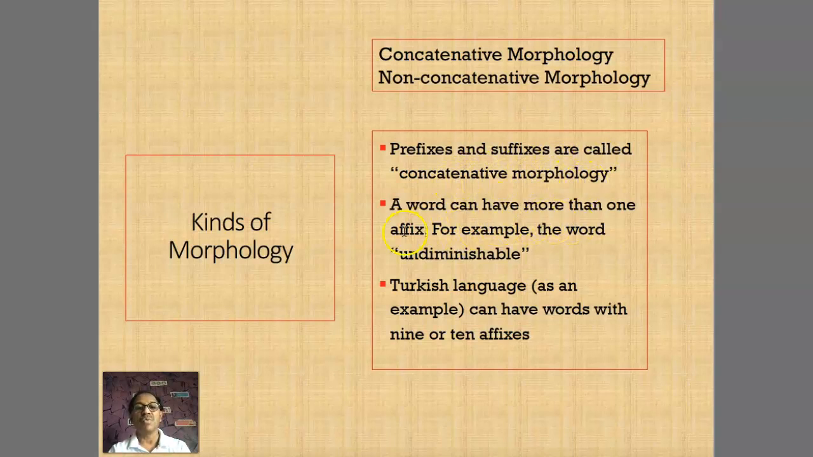A word can have more than one affix. For example, the word undiminishable. In fact, we have already seen one example earlier, irreparable. Here is another word, undiminishable. Diminish, diminishable, undiminishable. So there are two suffixes, and all of them are added, but they are concatenated. And a word may have many more affixes. If you look at a language like Turkish, it can have 9 or 10 affixes. A particular word may have 9 or 10 affixes. So concatenative morphology is very productive.